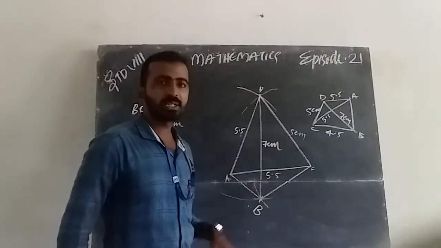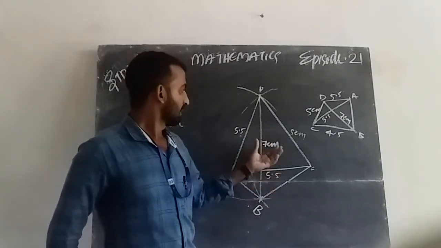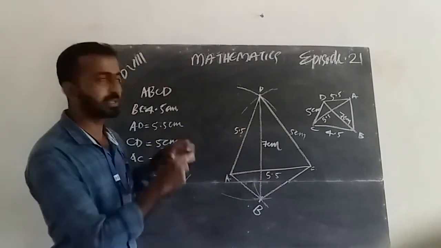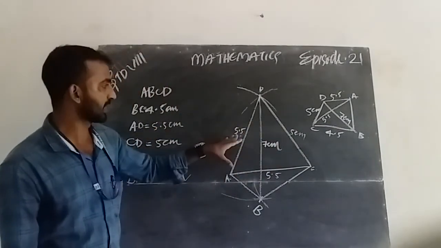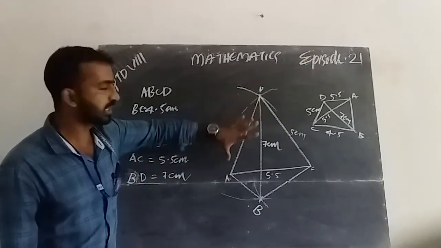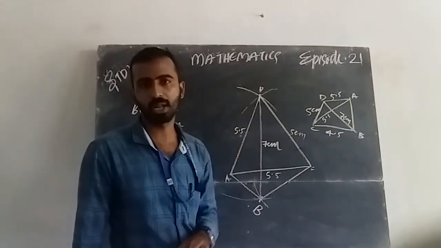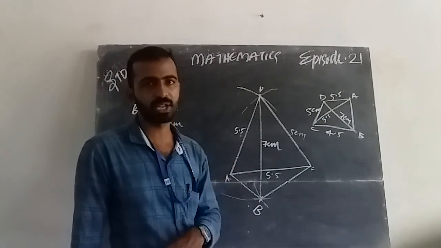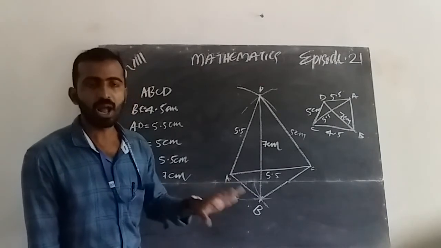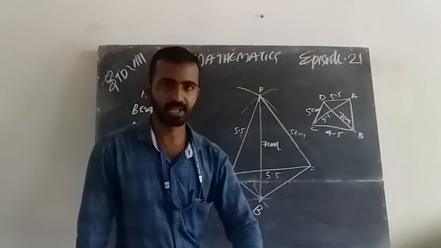One important thing: this is not the exact shape of that quadrilateral. I draw pictures in large size, so these are not 5.5 centimeter. The length is not correct. When you draw, you must take the correct length with the help of a scale. So be careful, don't draw like this.